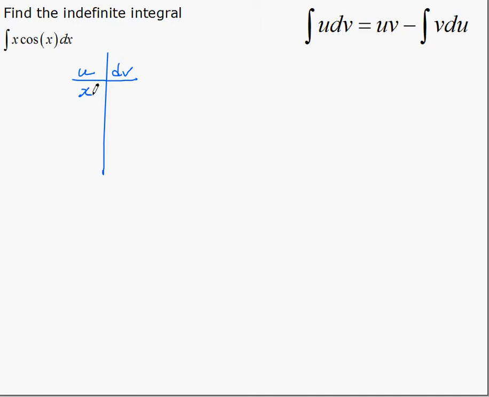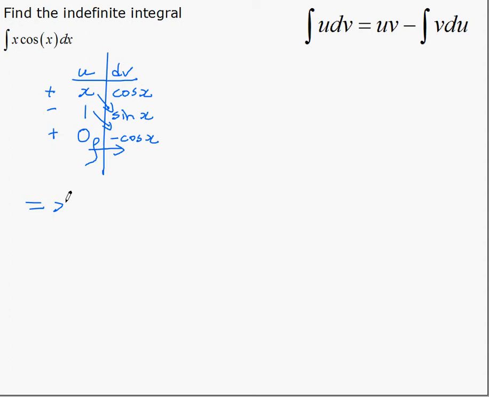Choose u so that when you differentiate it's easier. So x becomes 1 and then 0. Integral of cosine, because it's dv, sorry. So integral of cosine is sine. Integral of sine is minus cosine. The signs alternate, plus, minus, plus. Multiply on the diagonal, integrate across the bottom, write the answer.